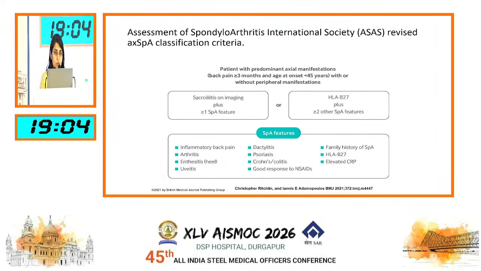good response to NSAIDs. So this is also a very important thing when we take a history of AS. Family history, HLA-B27 positive and elevated CRP.